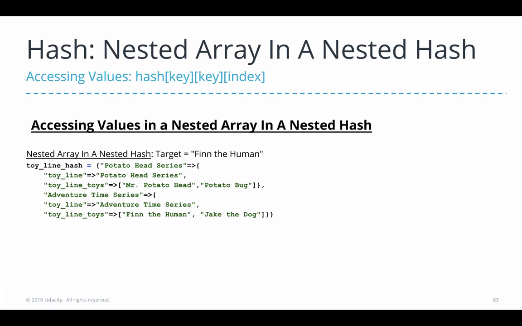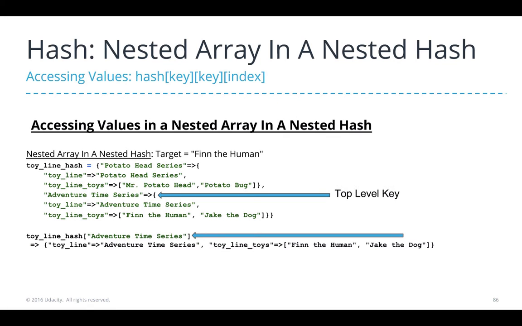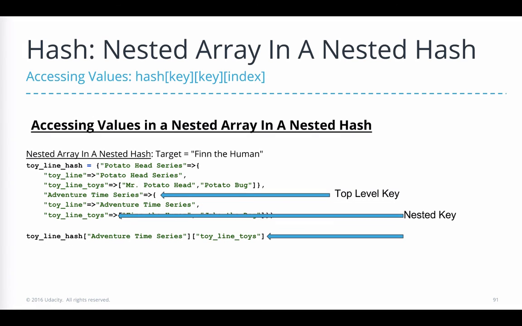So here we have a nested array in a nested hash with a target of Finn the human. Here are our two top-level keys. We're interested in values that are assigned to keys nested within Adventure Time series. Here we have toyline hash with a key of Adventure Time series. The return value is a hash with 2 key value pairs. Once again, we're interested in one of the nested values, specifically the one that's associated with toyline toys, which has as its value Finn the human and Jake the dog.